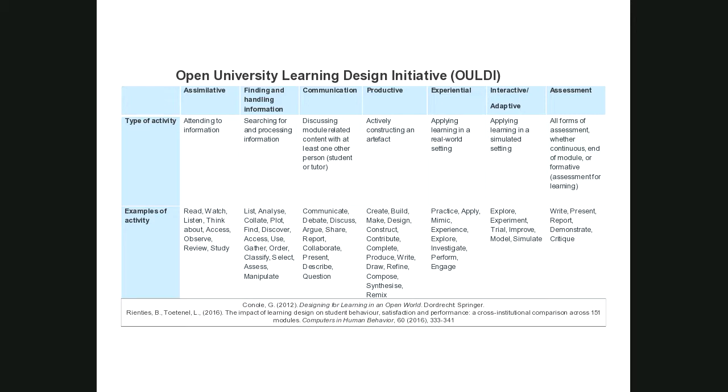So at the Open University, we have seven different learning activities. From the left, the more traditional assimilative activities, which is basically what I'm doing now. I'm talking to you, which in a way is not good practice, but I will hopefully focus more on communication and start to focus more on productive activities. And on the right-hand side, you see typical assessment activities.